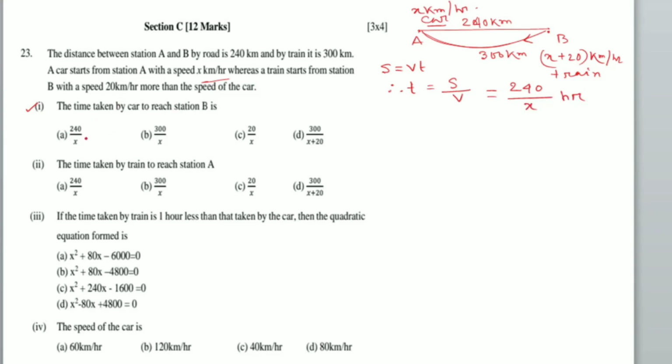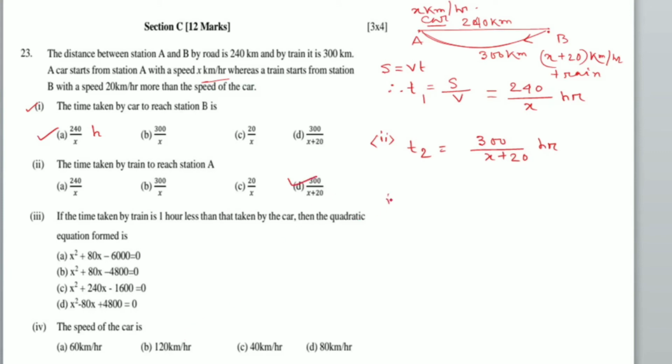Here is a mistake: the unit is not given, so it will be 240 by x hour. This option will be the right answer. Okay. Now problem number 2: the time taken by the train to reach station A. In a similar way, let us suppose this time is t2, and in this case the distance is 300 km and the velocity is x plus 20 km, so 300 by x plus 20 hour. So option D will be the right answer.